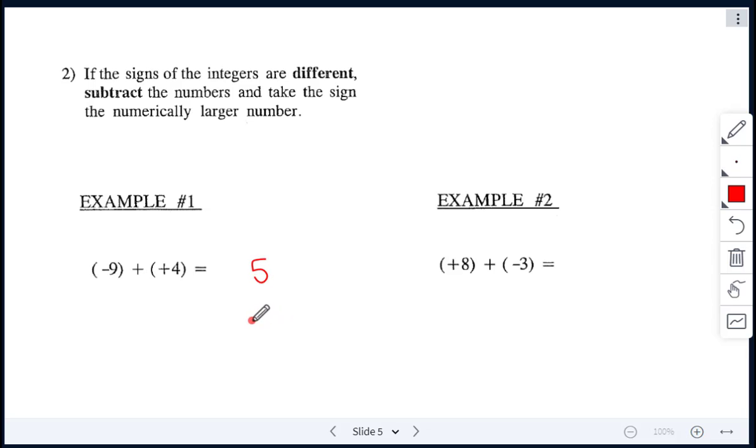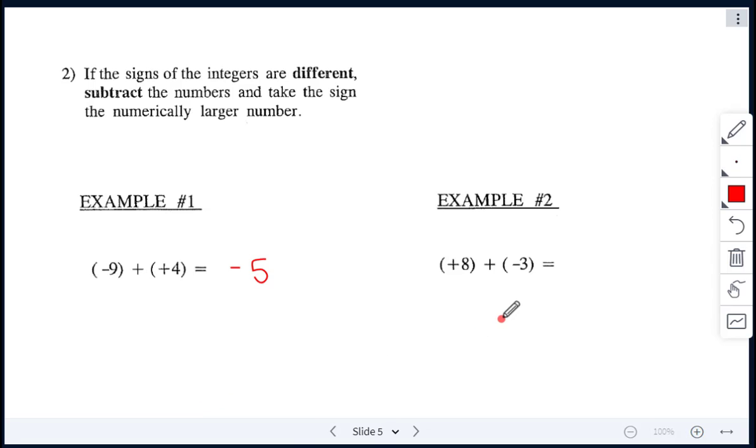But what sign is it? Is it going to be negative or is it going to be positive? So you have to take the sign of the numerically larger number. 9 is a numerically larger number than the 4. 9 is a negative, so therefore you have to give it a negative.